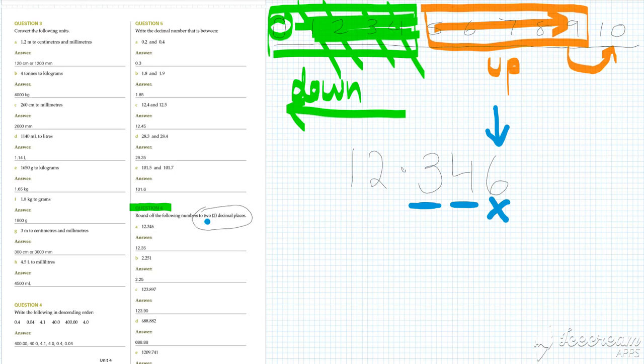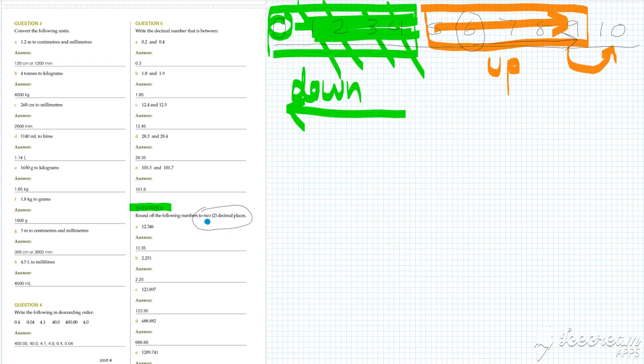Okay, so here we are with the 6. So we're going to look at the 6 and we're going to say, okay, 6 is one of those numbers that rounds up to 10. So what that does is it crosses off and it carries over a 1. Just like when we do tens, we carry over. So now this becomes 12.3. We've got 1 and 4, which makes it 5. And that's our rounding up.